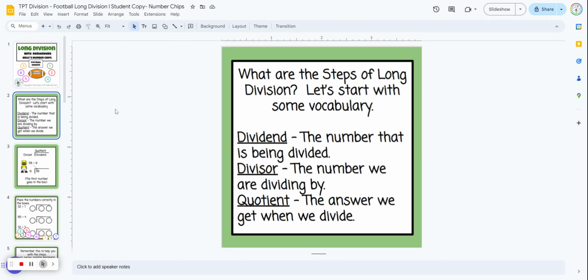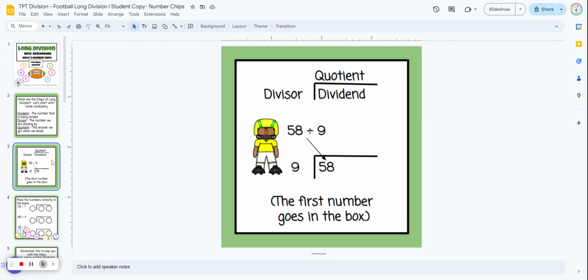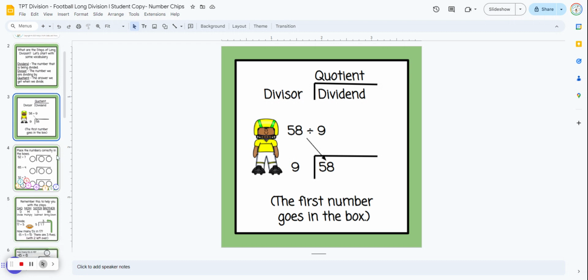So it starts with some vocabulary, dividend, divisor, and quotient, and then it shows the students where each of these go in the division problem. So if we have 58 divided by 9, 58, that first number, is the dividend. It's going to go inside the box. 9 is our divisor, goes outside the box. So the beginning of this lesson is just having students place the numbers correctly.